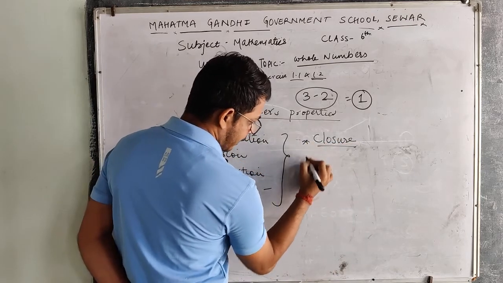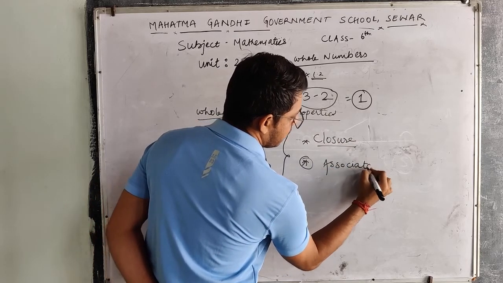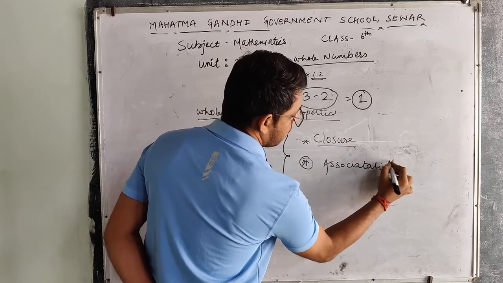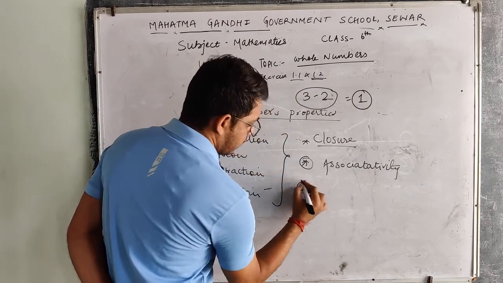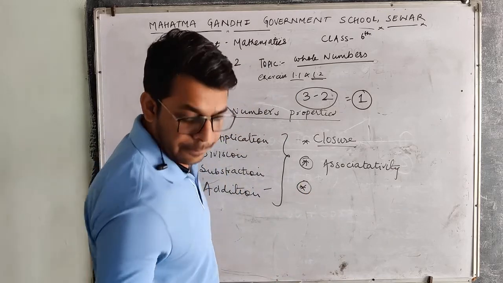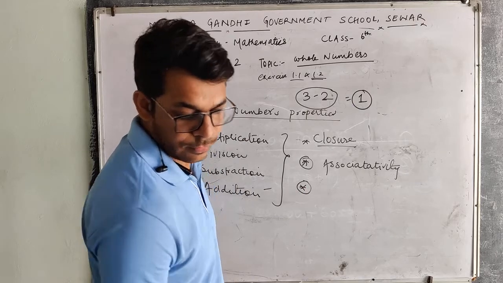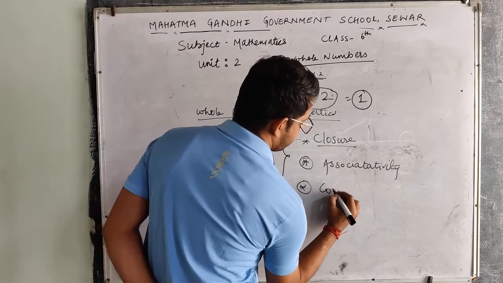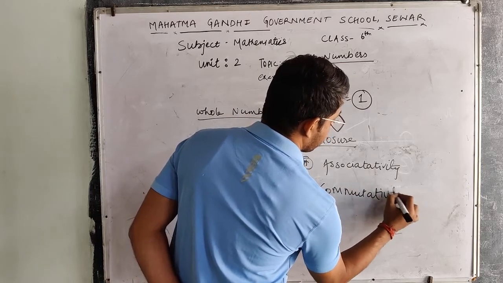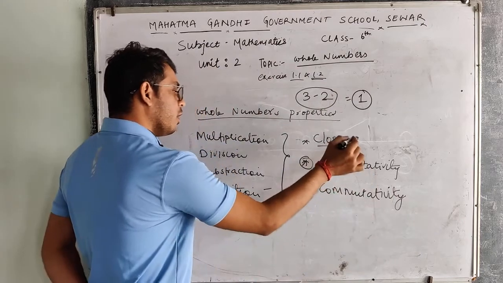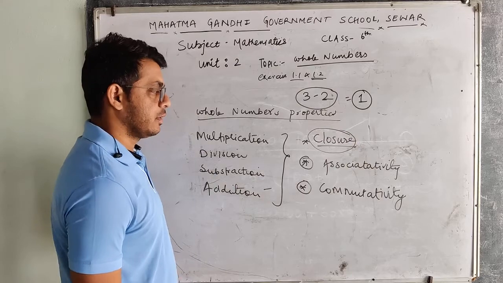The second one is associativity. Third is commutativity. First of all, we will see what the closure property is.